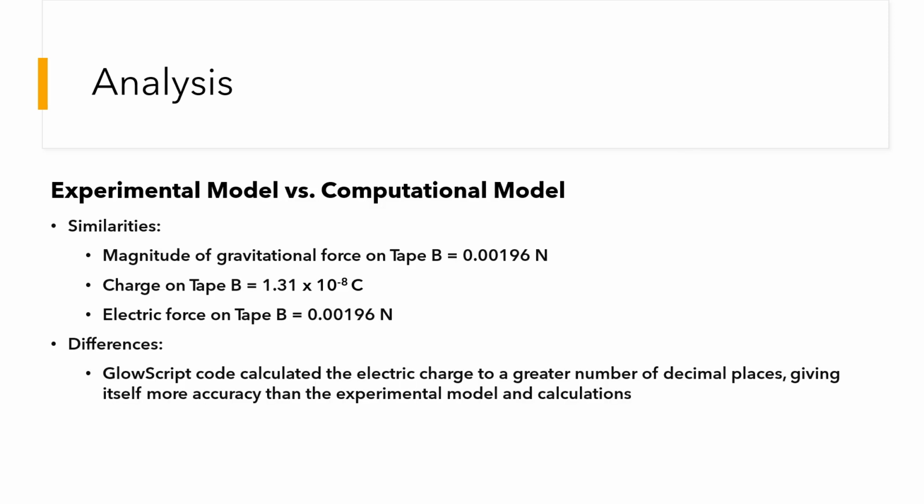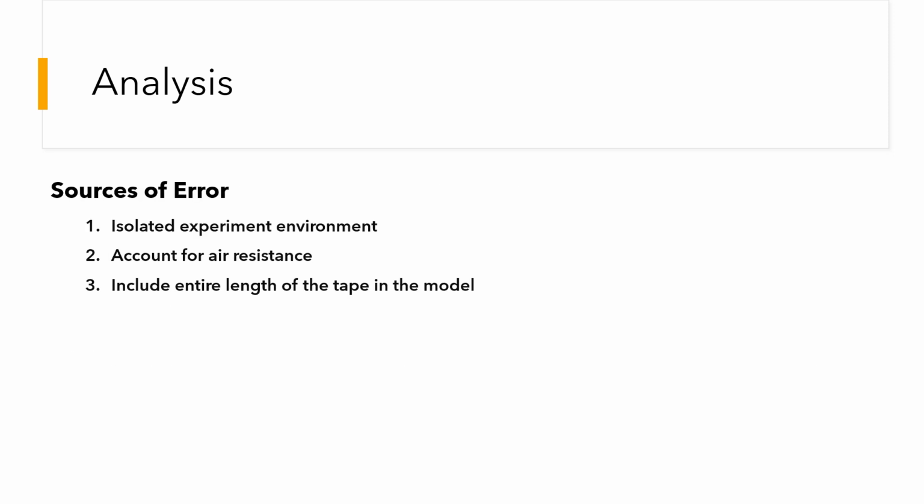When comparing the models, one can see that the results are the same, which supports the success of my GlowScript code. The main difference between the models was the accuracy of the computational model being greater than the experimental model. To improve future experiments, I could have created an isolated experiment environment to make sure that the charged tape didn't come into contact with other objects. The computational model could also have been improved by accounting for air resistance and including the entire length of the tape instead of treating the tape as just a point charge.